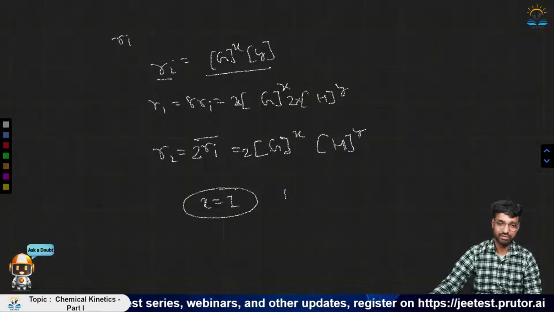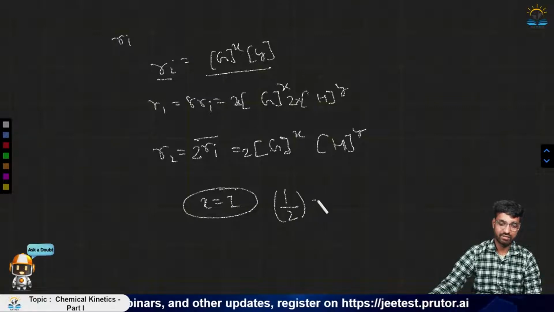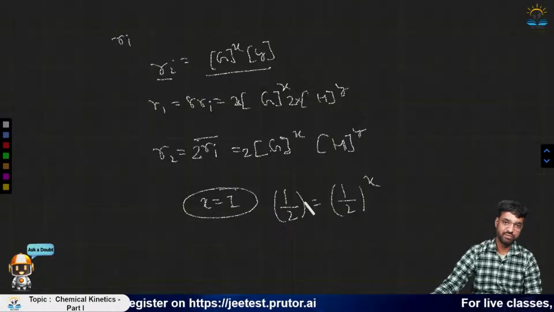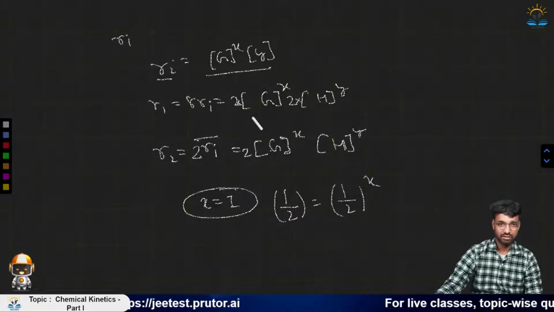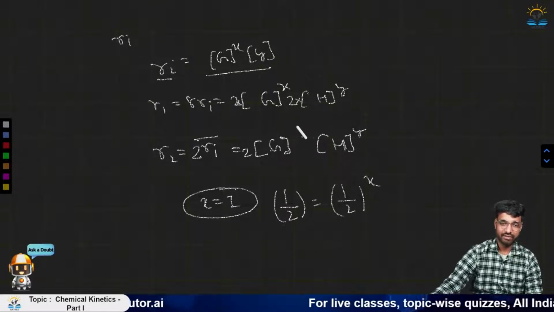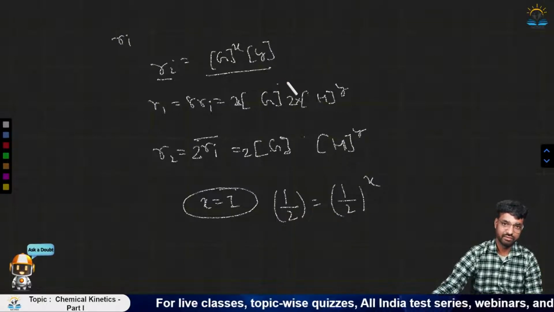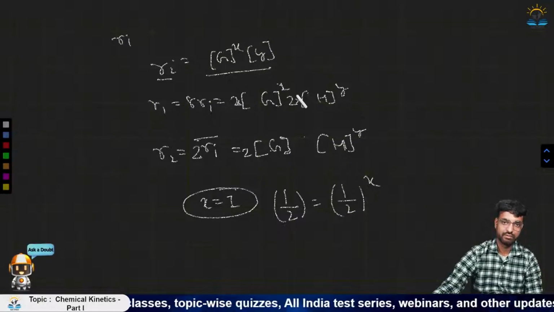So this x value is equal to 1 because we'll get 1 by 2 is equal to 1 by 2 to the power x. So it will be equal only when x is equal to 1. Now, if you find the value of x here, you can put this thing here.